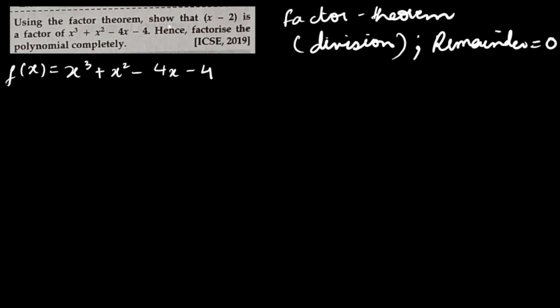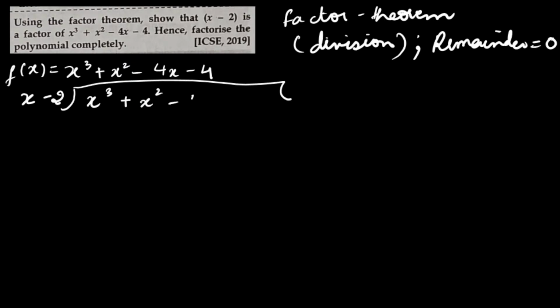It's mentioned using factor theorem, show that this is a factor. So we will actually divide these two polynomials. So we'll divide now. Division, yesterday we learned, same process we have to do. With linear polynomial, which is x minus 2, we will divide this cubic polynomial. So cubic polynomial which is given to us is x cube plus x square minus 4x minus 4.